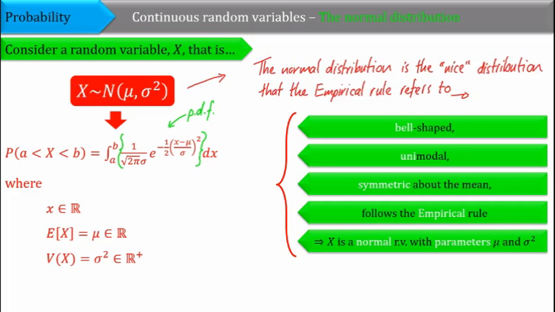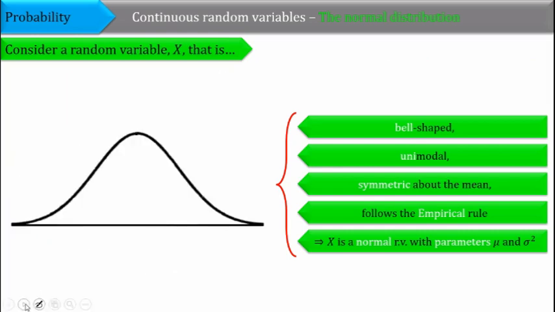Now this normal distribution, which is bell-shaped, unimodal, and symmetric about the mean, is actually the nice distribution that the empirical rule refers to. When the empirical rule talks about a nice distribution that has one peak and is fairly symmetrical, it actually describes the normal distribution. This is the one you should be thinking of: bell-shaped, unimodal, and symmetric about the mean. Graphically this is how it looks, and one property is that it's symmetric about the mean. That means the mean is in the middle over here. Remember, this is our x-axis, and the mean is sitting right here in the middle.